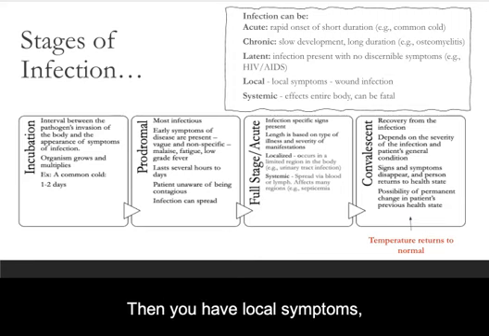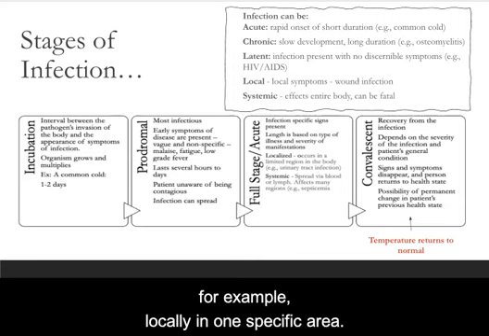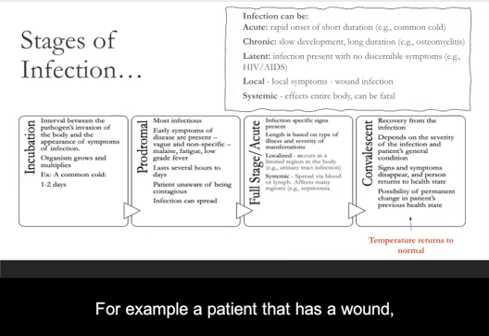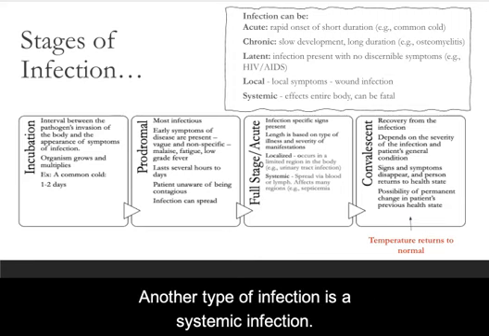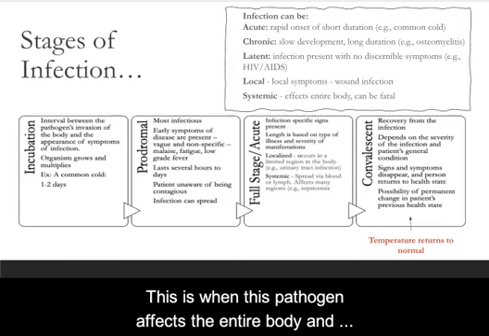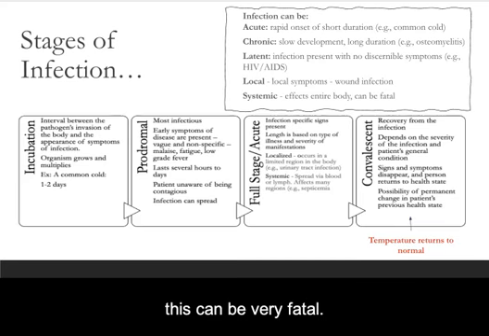Then you have local symptoms, for example, locally in one specific area. For example, a patient that has a wound might have a wound infection. Another type of infection is a systemic infection. This is when the pathogen affects the entire body, and this can be very fatal. For example, sepsis, right?